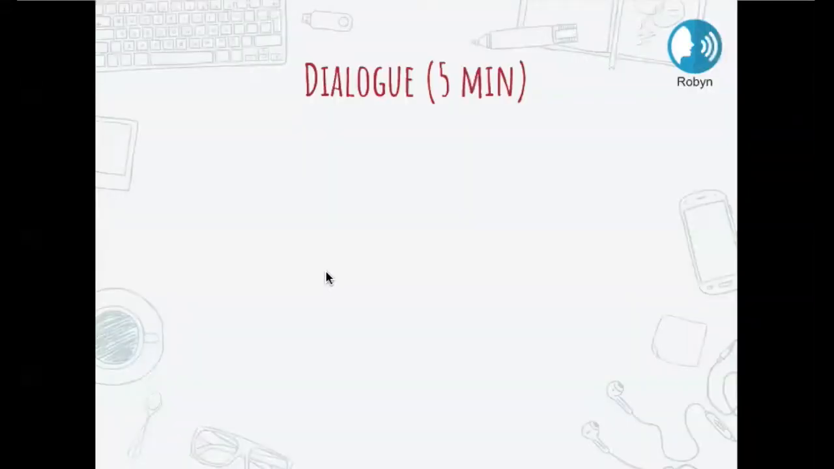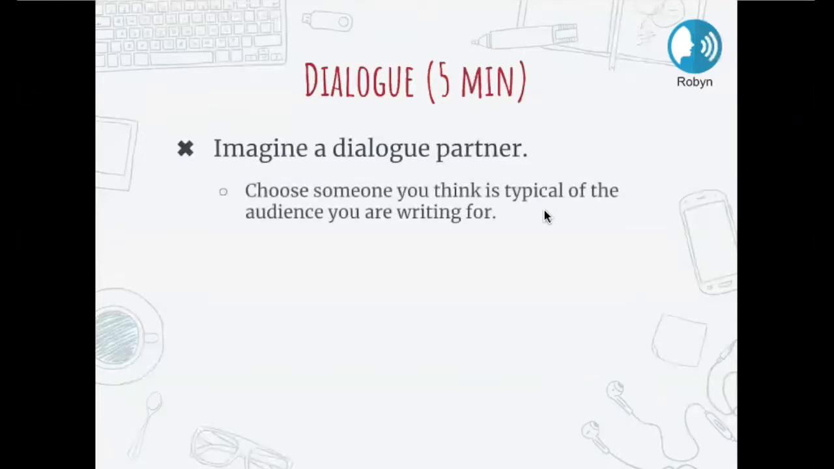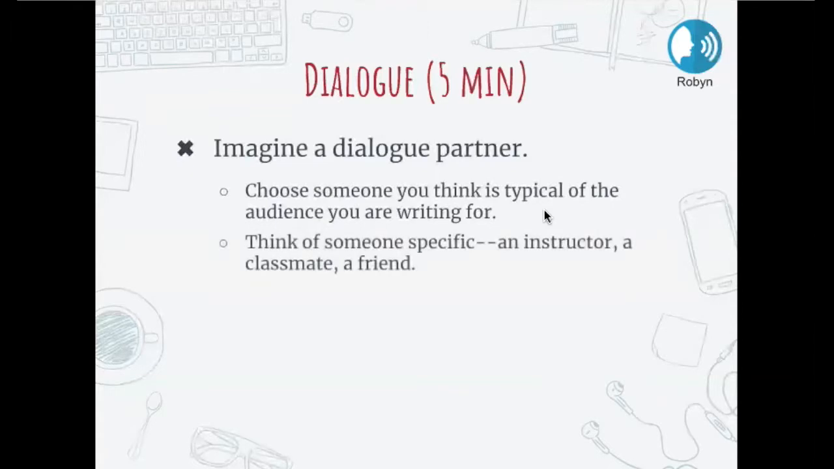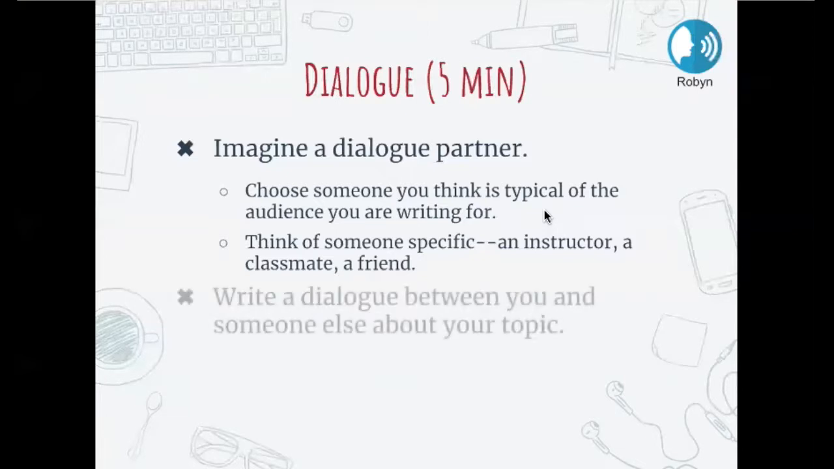Okay, so the first piece of writing we're gonna have you folks do is this dialogue. So I want you to imagine a dialogue partner, and ideally this is a real person. Okay, so choose someone you think is typical of the audience you're writing for. So maybe it's your instructor, maybe it's a classmate, maybe it's a friend. If you have someone that you talk to about school, that you tell about what you're working on, I think that might be a good person. You can imagine one of us if you want to as your dialogue partner, telling us about your project. So you're gonna write a dialogue between you and this person about your topic.